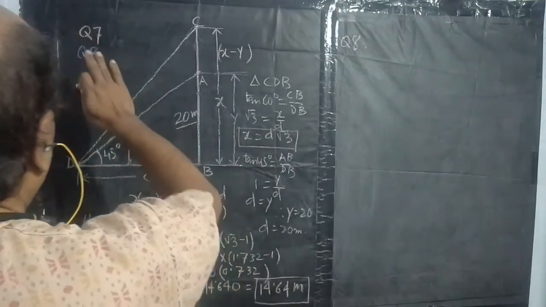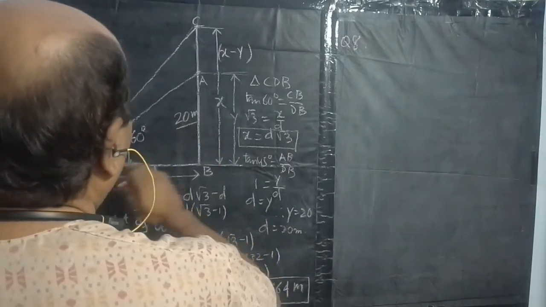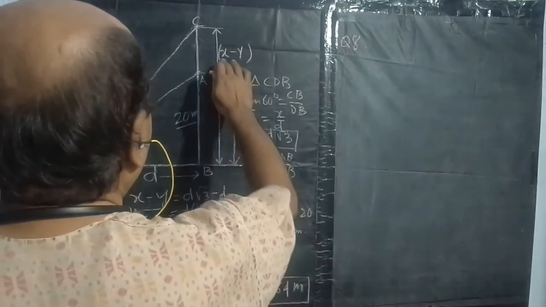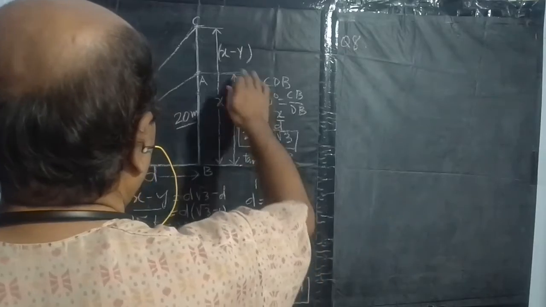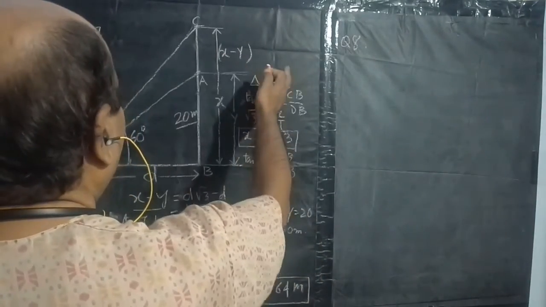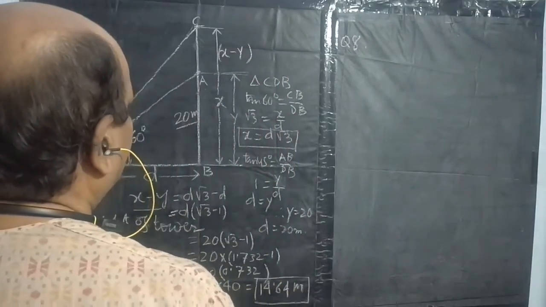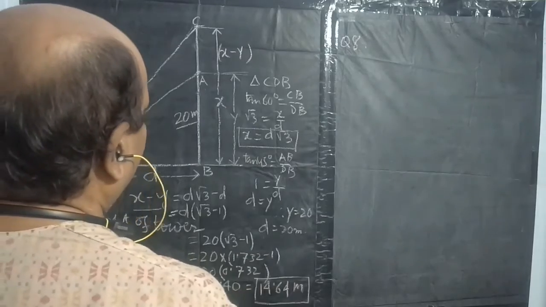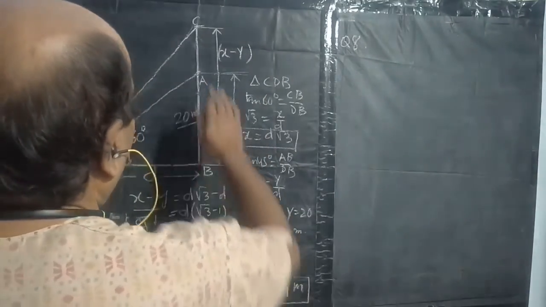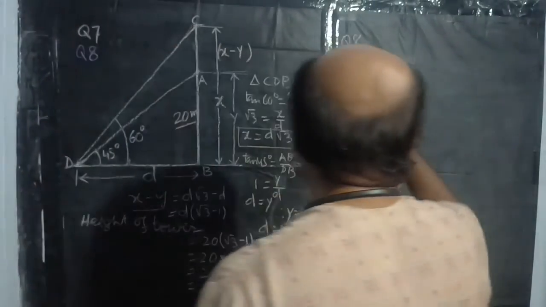Understood? Why am I telling you question 7 and 8 are the same question? Because the diagram is same, only the values are different. In question number 7, X minus Y was asked to find out. Here X minus Y is given. This you have to find out, the height of the pedestal. Height of the pedestal is Y. That Y you have to find out. And this is given. Okay, so let's start.